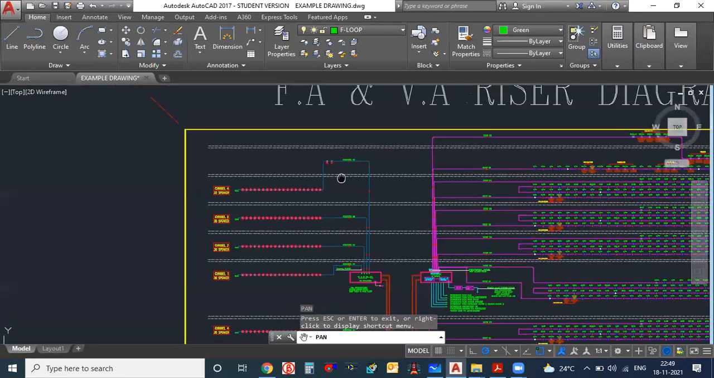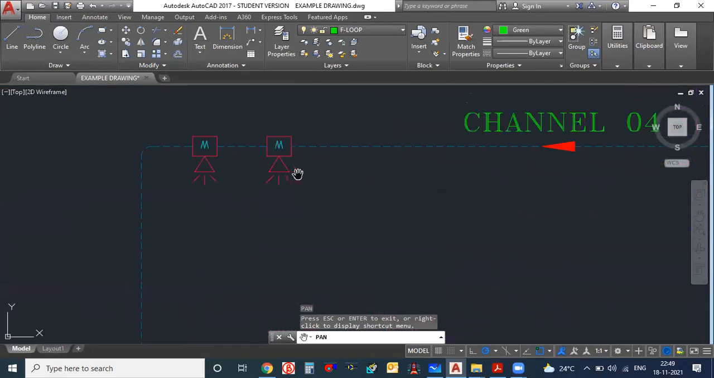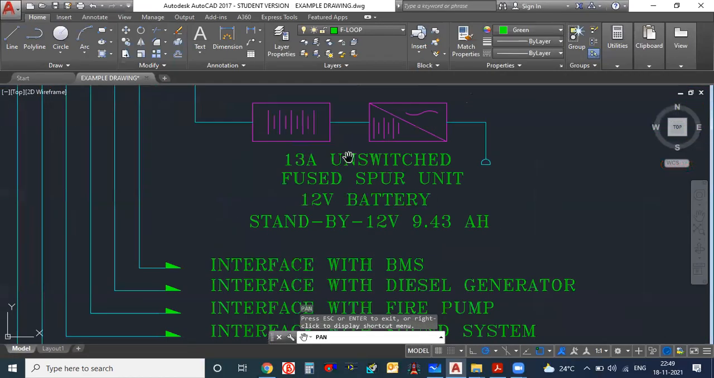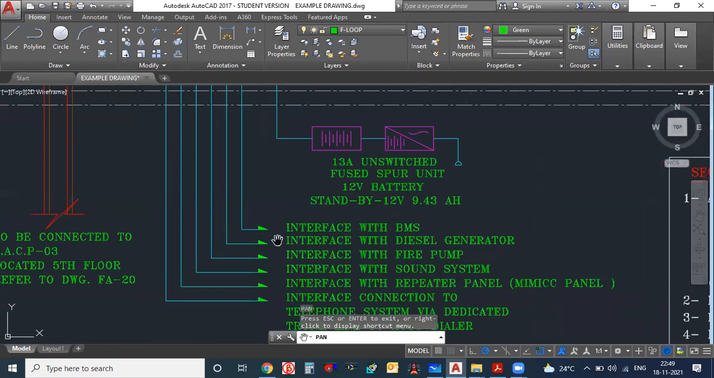They have shown the channel system. So these are the speakers. And after that, here what they have given: unswitched fuse per unit, 12 volts battery, interface with BMS.